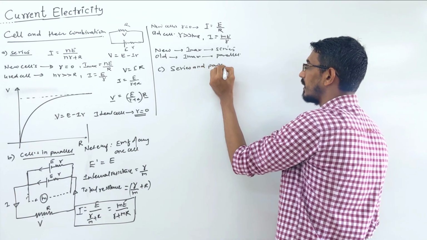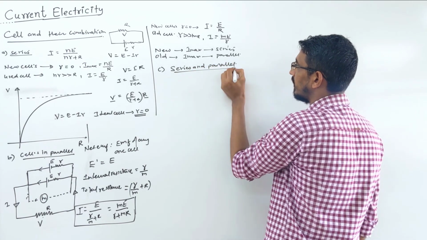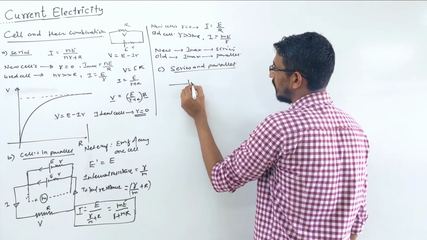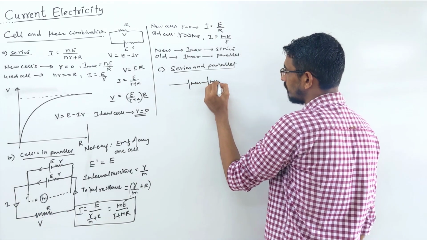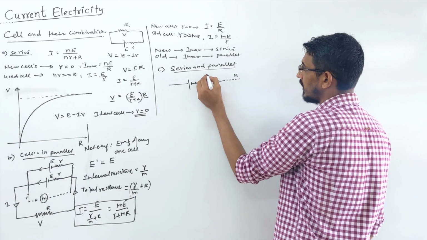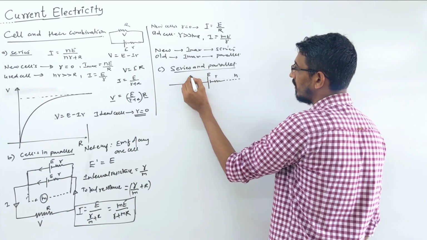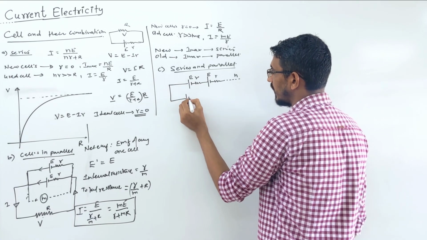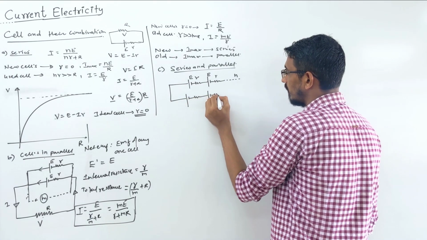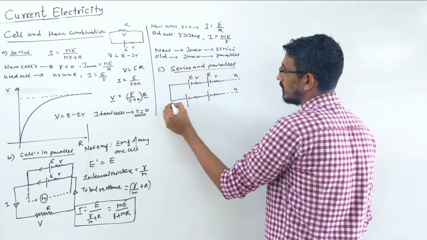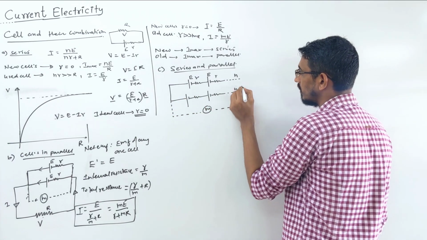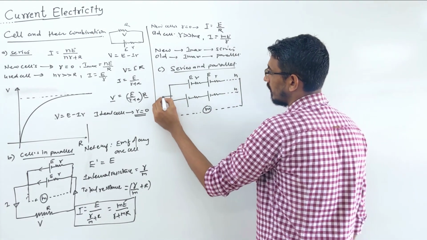Suppose cells are connected in series and also in parallel, then what will we do? Okay. So here we have n number of cells, each of EMF E and resistance r, connected in series. And similarly we have many branches. Suppose we have m branches. So watch carefully.